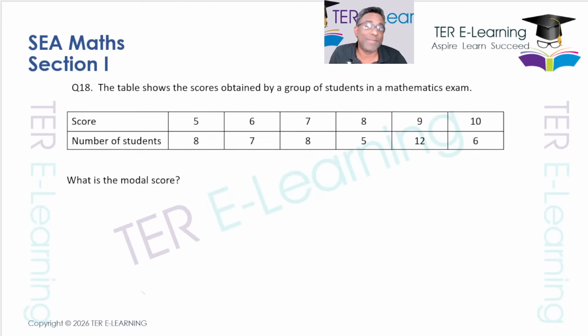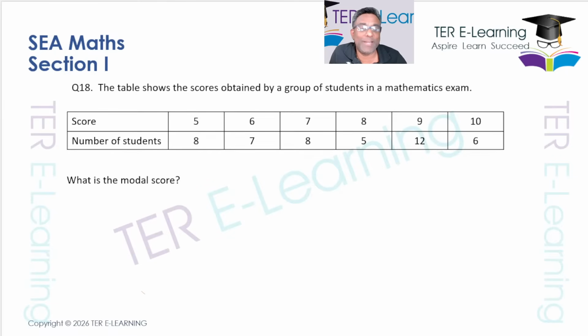So we have a table here and it shows the scores obtained by a group of students in a maths exam. So we have score, we have number of students. We want to know what is the modal score. Like I said, I realize there are lots of students as well as parents who have difficulty with a question like this. Curious to see what you all are saying for this one. Some people saying 10, some people saying 9, some people saying 8.